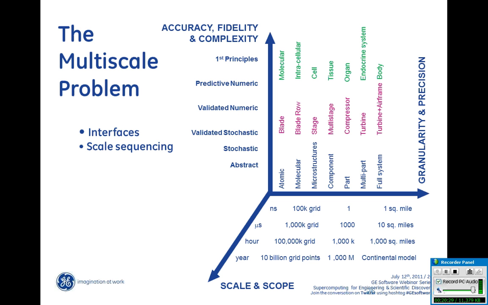And then scale sequencing, what I mean by that is just how you do things on one degree of granularity versus another degree of granularity. And then the z-axis, the one coming down to the bottom left, is just the scale of your problem. When we talk about grid points, you'll see some meshes later.